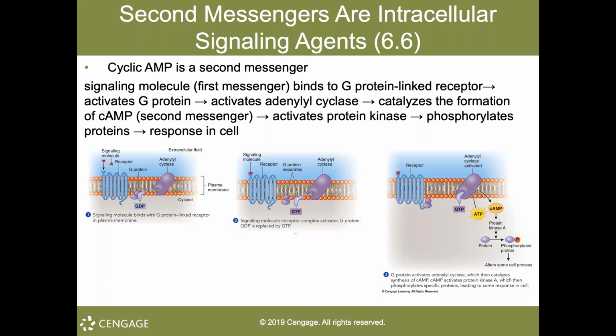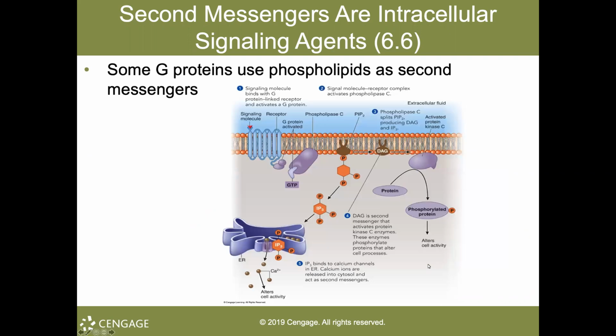Now, some of your G proteins will go on to activate other processes in the cell. Some of these G proteins will use phospholipids as second messengers. So in this case, you have a ligand binding to your G protein coupled receptor. It's going to activate the G protein, but in this case, it's going to bind phospholipase C.